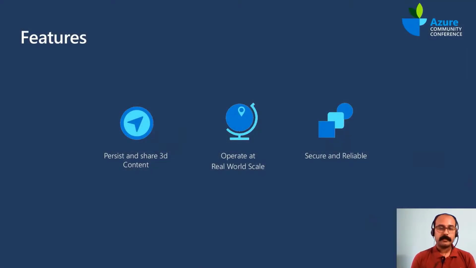By this time you might have gone through the features of Azure Spatial Anchors. The main, primary feature is that it's persistent, and the persistence can be shared across different devices. It operates at a real world scale. If you look at the Minecraft Earth game, it's an augmented reality application powered by Azure Spatial Anchors along with a GPS element. Third thing, it is secure and reliable.